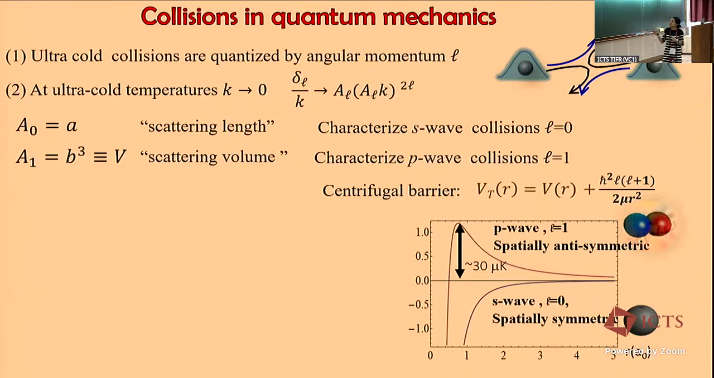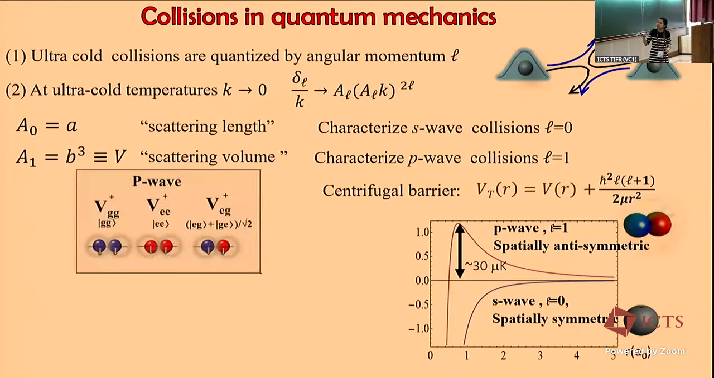But importantly, these collisions are also associated with a centrifugal barrier. For L equal to 0, this barrier disappears. So that's why these L equal to 0 collisions are the most prominent ones. On the other hand, if we go one level up, the L equal to 1 collisions, the P-wave collisions, they have a centrifugal barrier. The centrifugal barrier is going to prevent the collisions from happening. It costs energy for the particles.